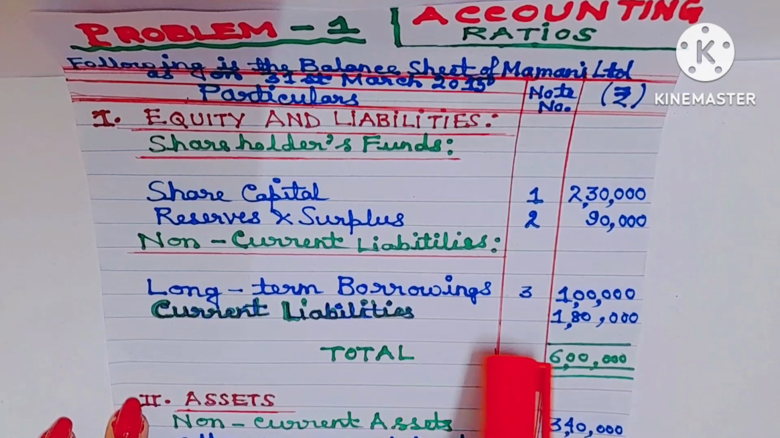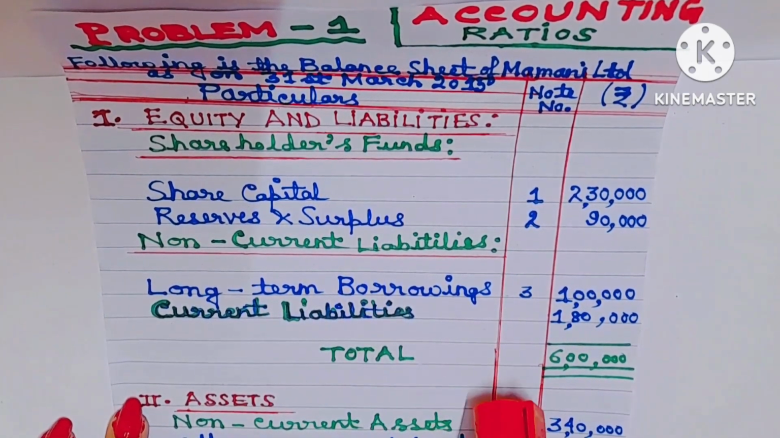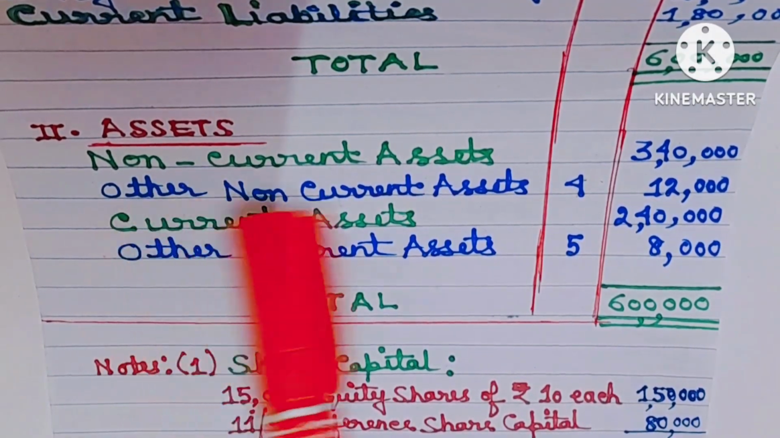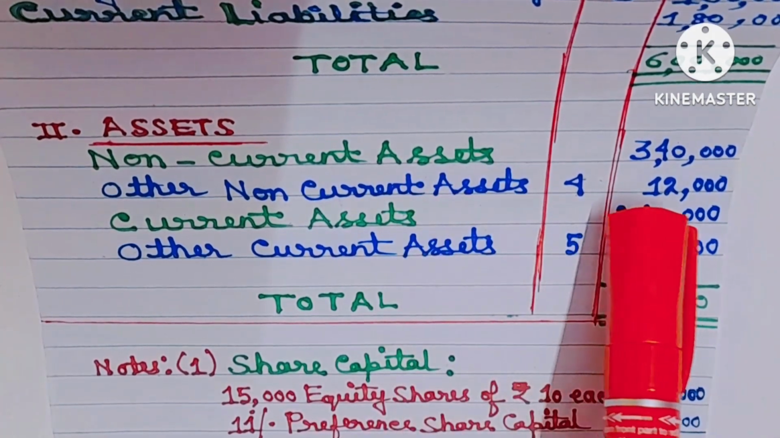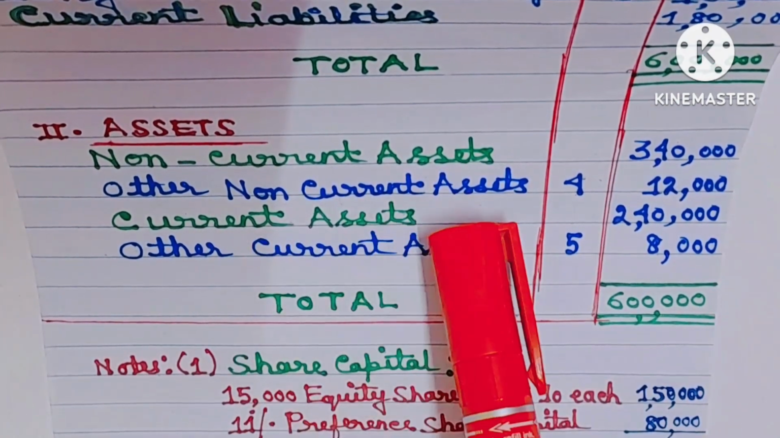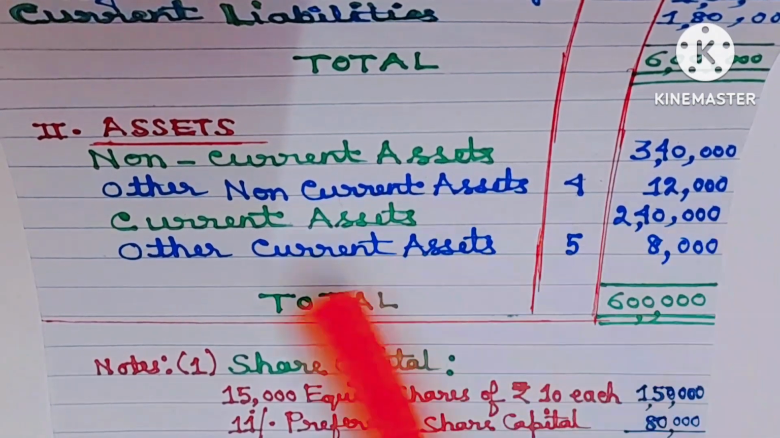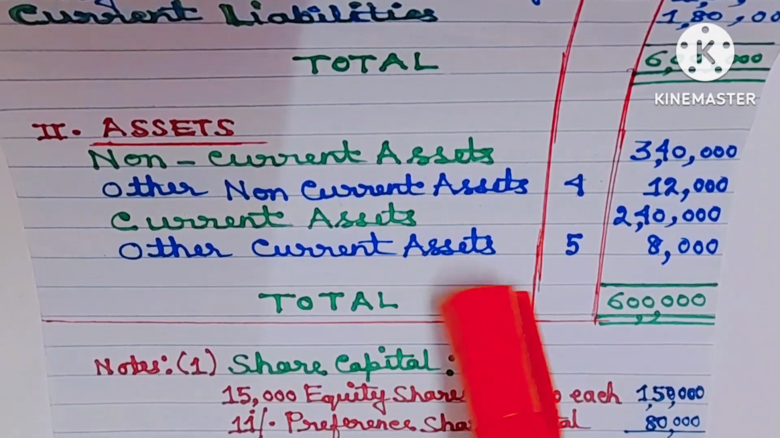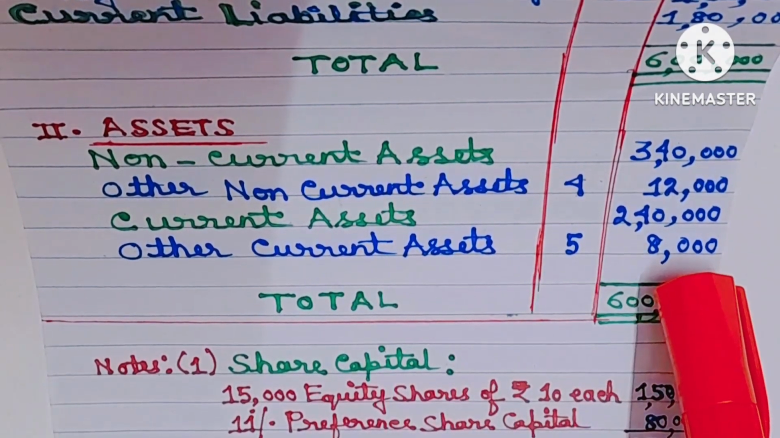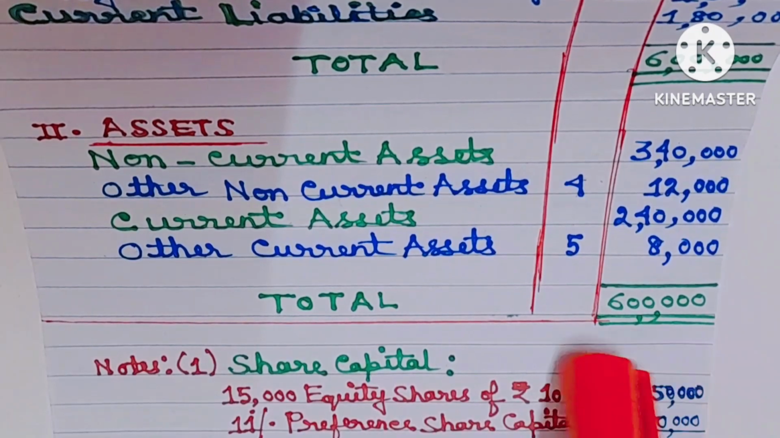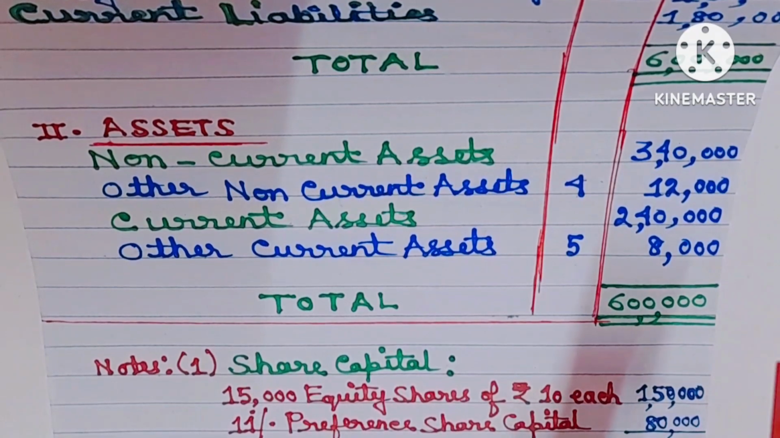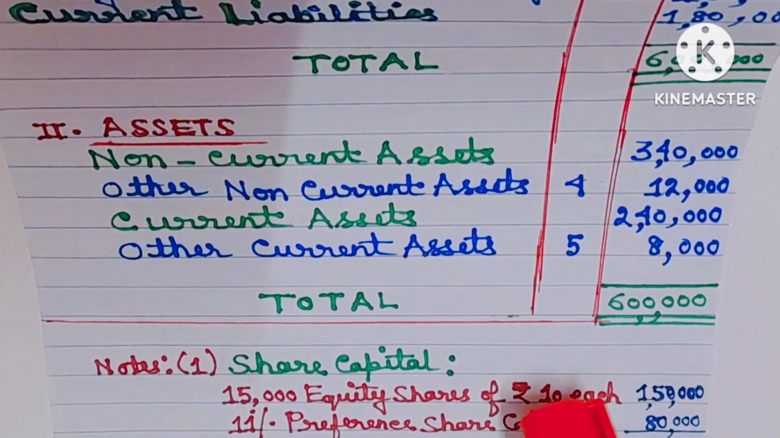Current liabilities is equal to 1,80,000. The total of the liabilities is equal to 6 lakhs. Number 2. Assets. Non-current assets is equal to 3,40,000. Other non-current assets is equal to 12,000. Current assets is equal to 2,40,000. Other current assets is equal to 8,000. The total of assets is equal to 6 lakhs. Just like the liabilities. As we note, the total of liabilities should be equal to the total of assets.